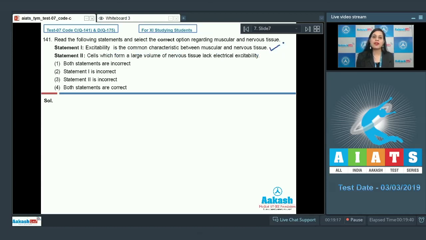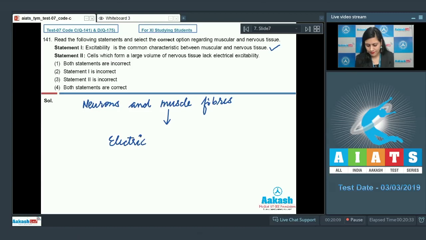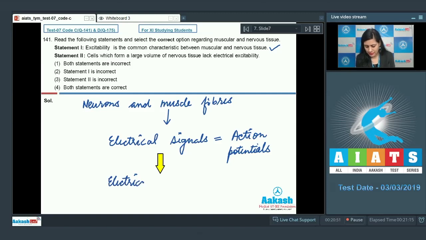And this is a correct statement because both neurons and muscle fibers have the ability to respond to certain stimuli by producing electrical signals called action potentials. Hence they are called electrically excitable cells.